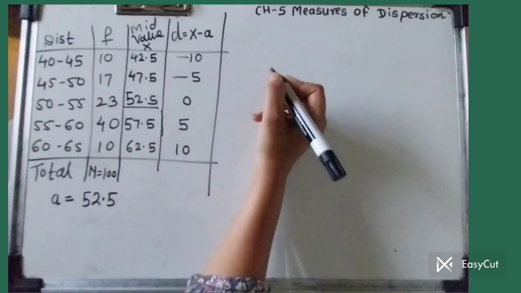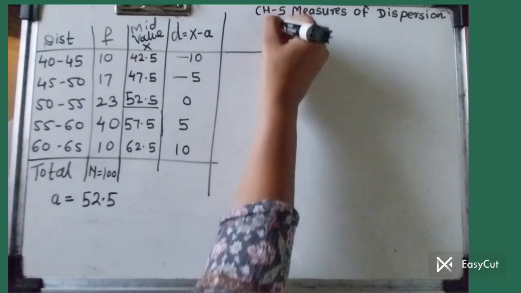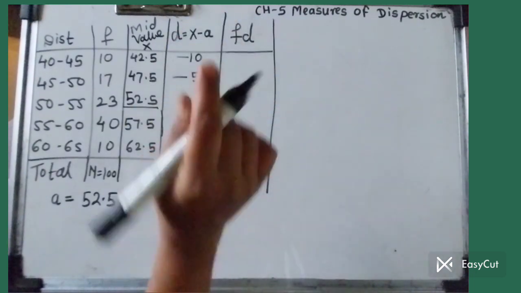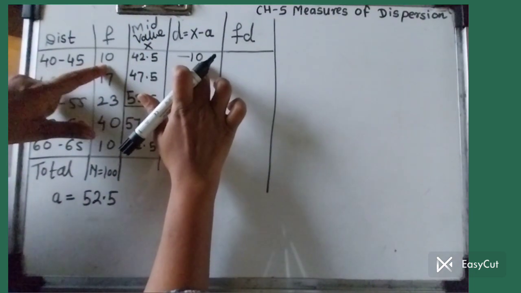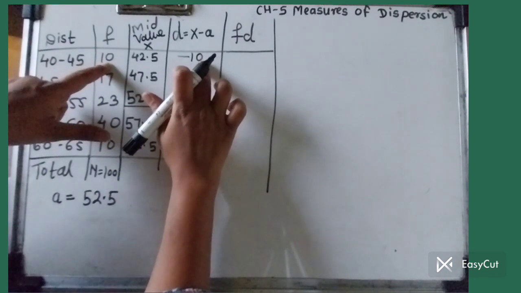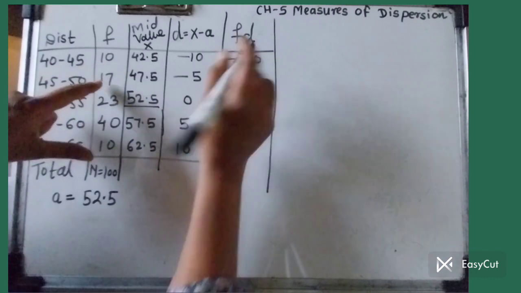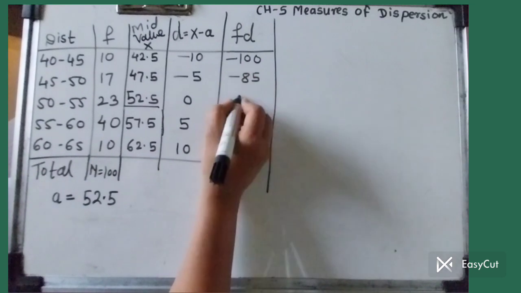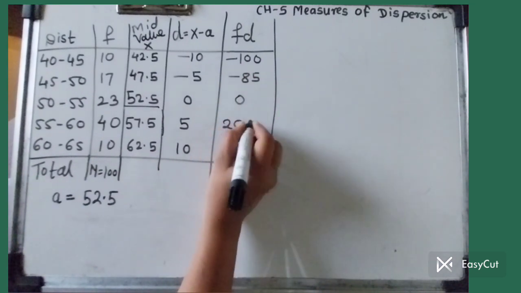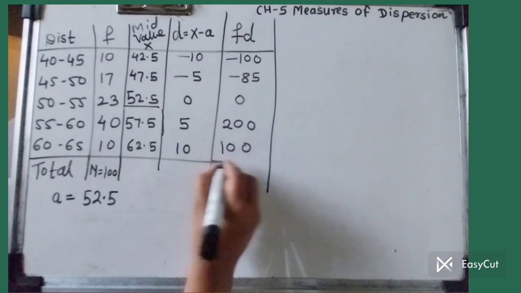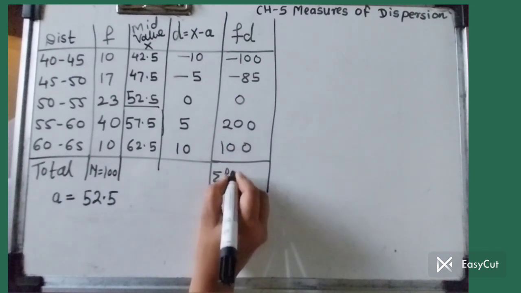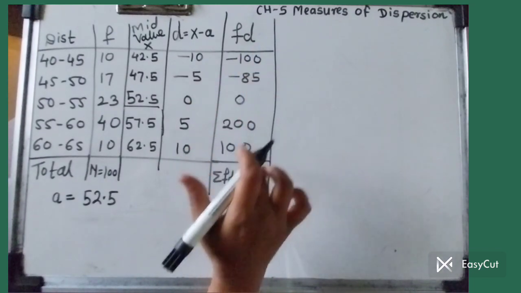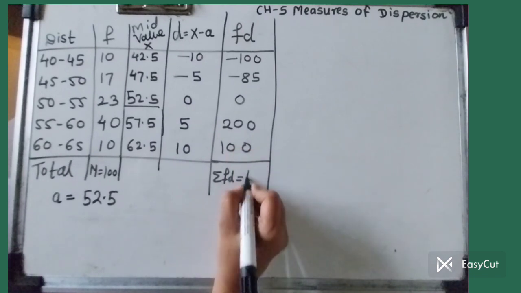Now what do we require? We require FD. What is FD? From these two columns, 10 into minus 10 is minus 100. Here 17 into minus 5, so it is minus 85. Then it is 0, 200, then 100. In the formula, we require summation FD. So take the addition of these numbers: minus 100 minus 85 plus 200 plus 100, which is 115.